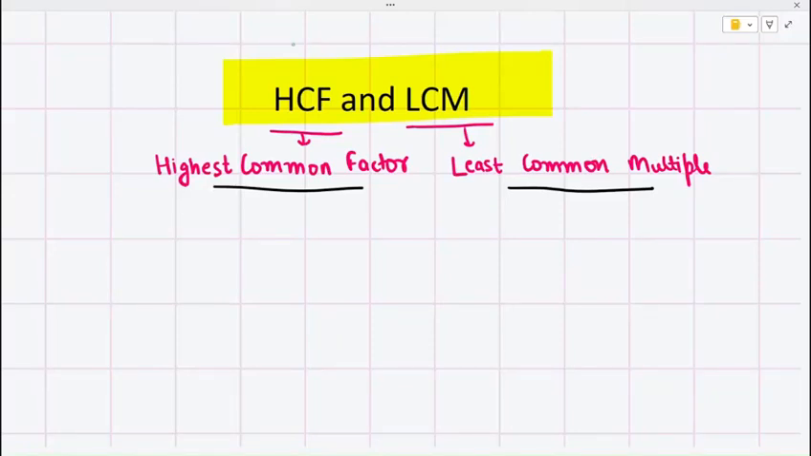In this video, we'll be starting with a new concept which is of HCF and LCM. So HCF stands for highest common factor, whereas LCM is the short form of least common multiple. First we'll try to understand the meaning of these two terms. Then we'll be moving on to the various methods by which we can find out HCF and LCM, including the shortcuts, and then we'll be finally dealing with the questions of HCF and LCM.